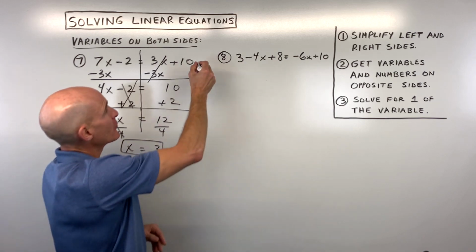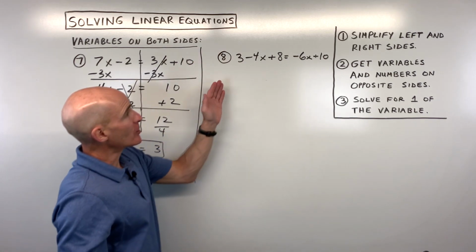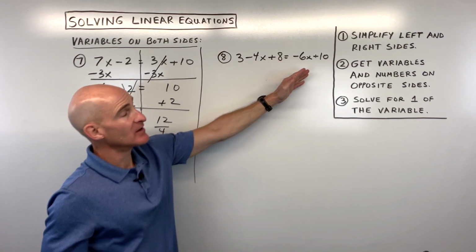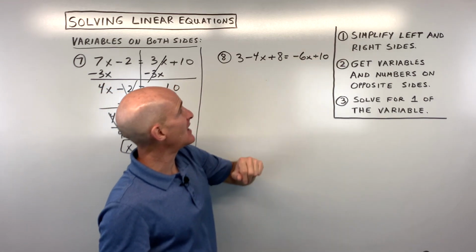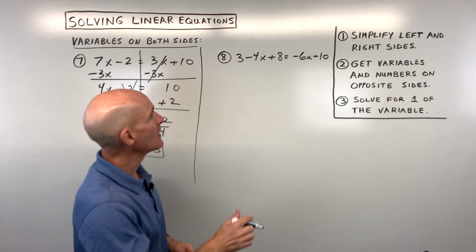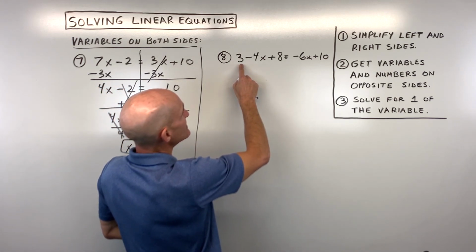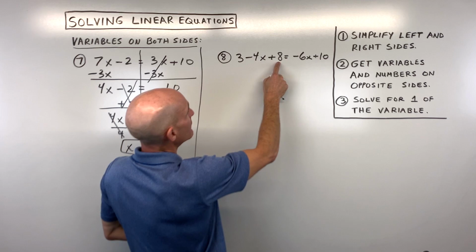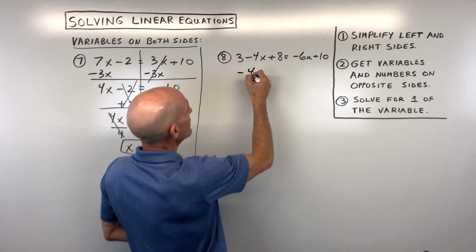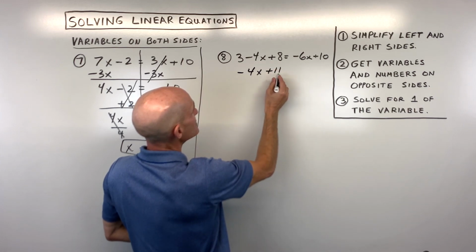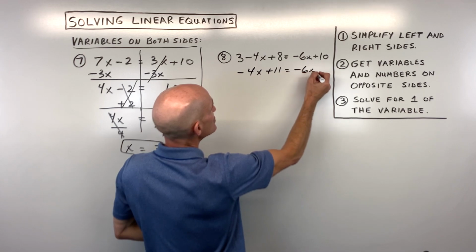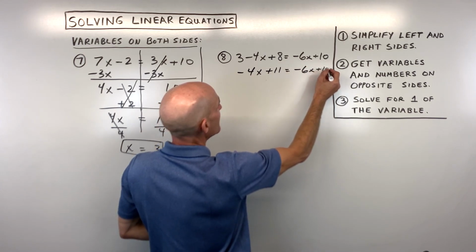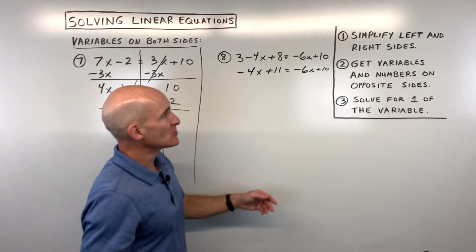For number 8, another equation where we have variables and numbers on both sides. So we're going to go through the 3 steps. Simplify the left side and the right side if possible. So here on the left side, I can see that I've got a positive 3 and a positive 8. I can add those together. So 3 plus 8 is going to give us 11, or positive 11, or plus 11. And here we really can't combine anything because we just have a variable and a number, and they're just added together. They're unlike terms. So that's step number 1.